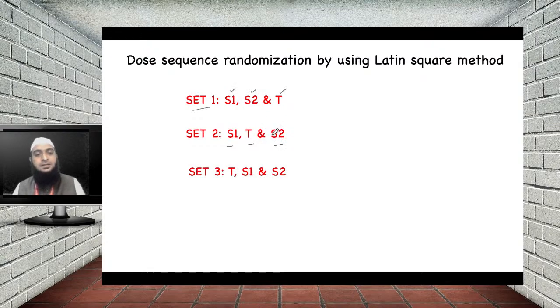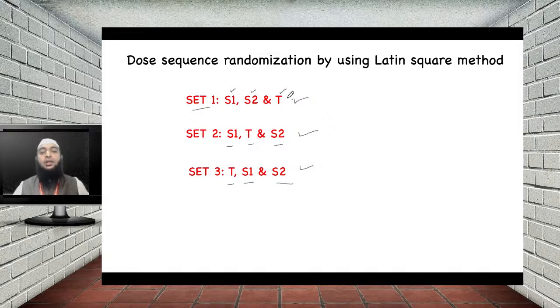And in the third set, you give first the T, that is the test dose, then you give the standard 1, and then you give the dose of the standard 2. So in each of these sets, you can see that in none of the sets is there a repetition of the sequence. Set 1 is completely different from set 2 and set 3. Set 2 is different from set 1 and set 3. Likewise, set 3 is different from set 1 and set 2.